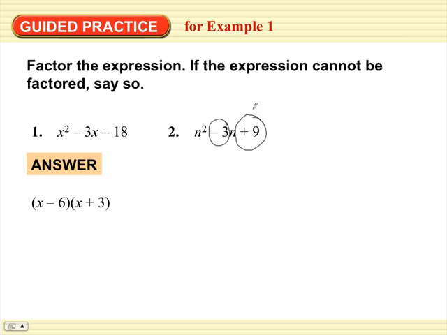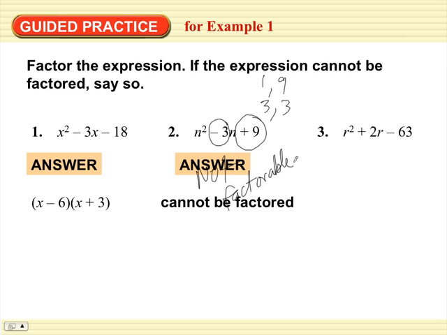Factors of 9 that add up to negative 3. I can only think of 1 and 9, and that won't give me negative 3. I can think of 3 and 3, but that won't give me negative 3 either, so you're done. Not factorable, or cannot be factored, either one. Alright, this one here. Go for it.